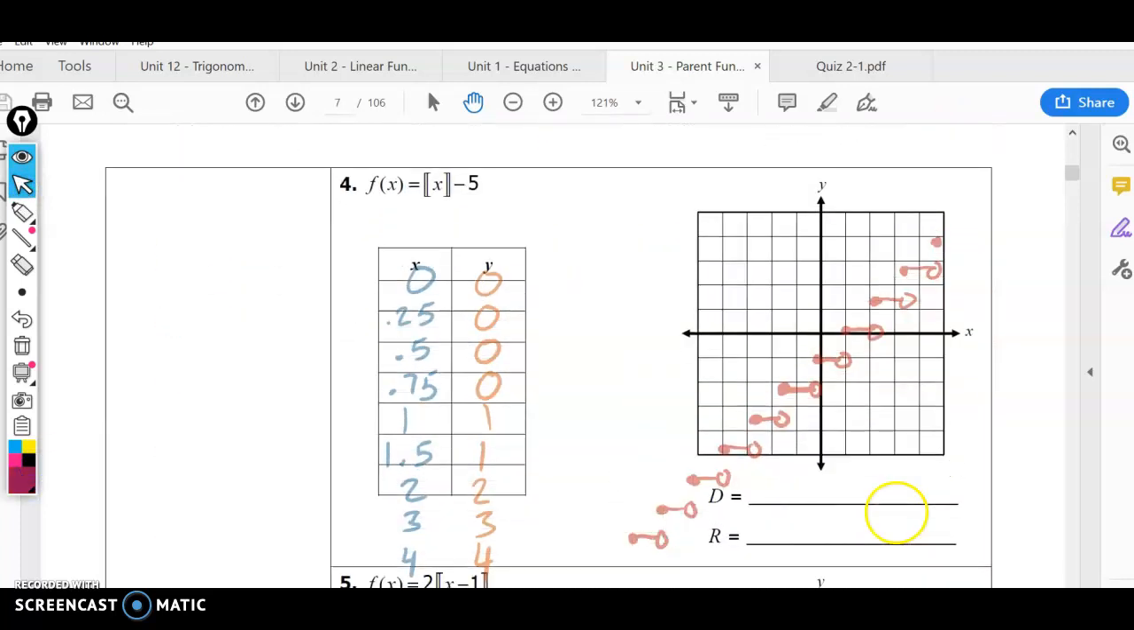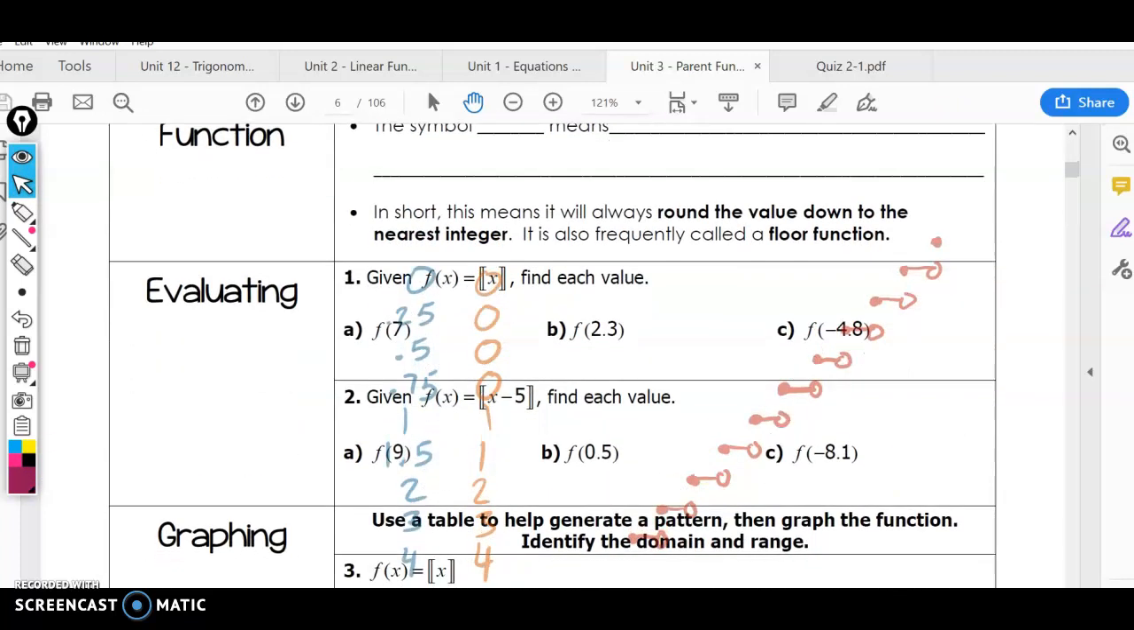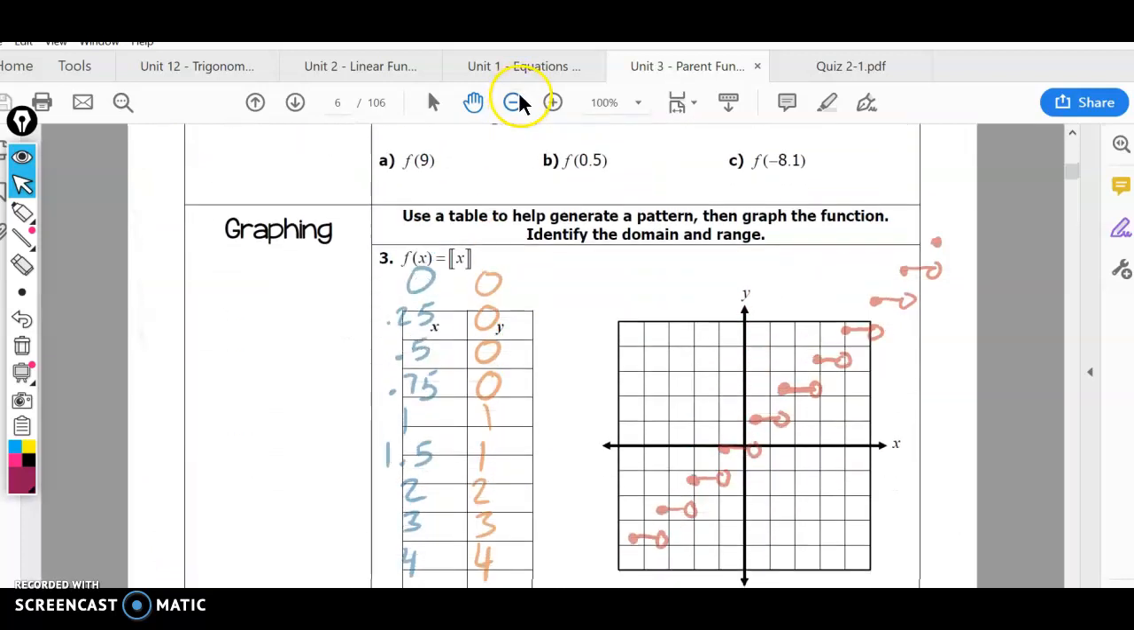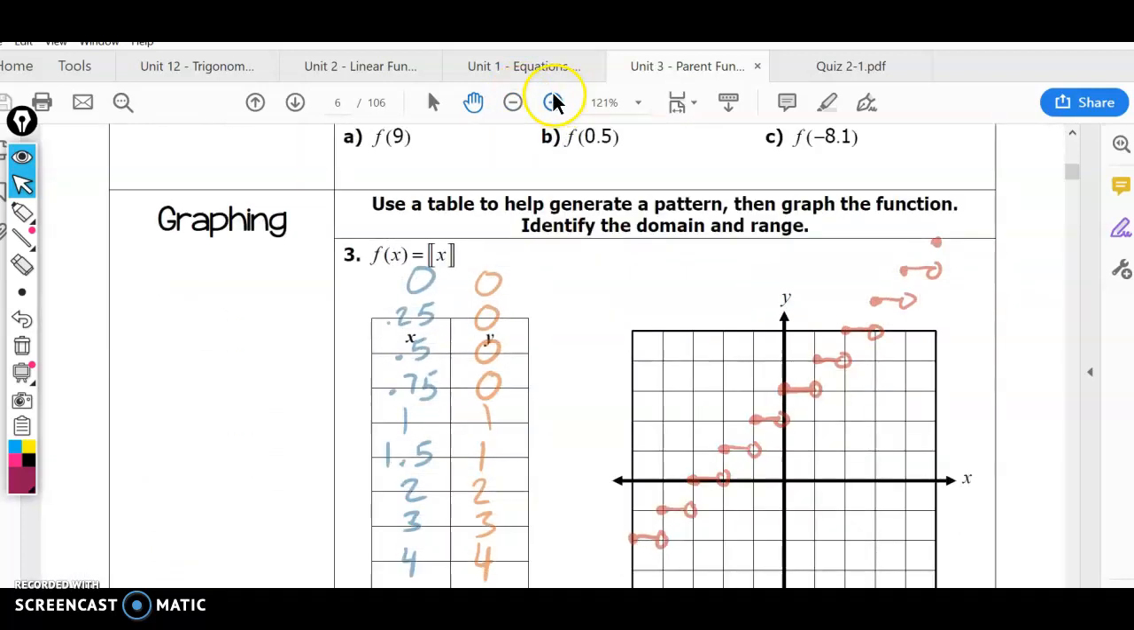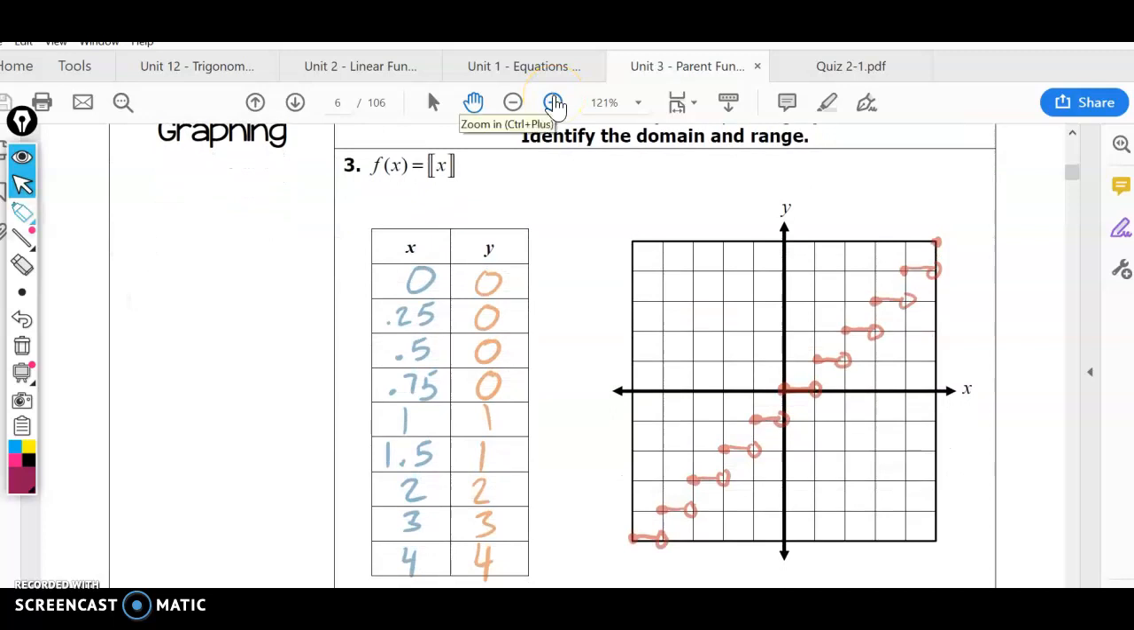Let me scroll to this graph real quick. Okay, there we go. So domain and range. The domain of this function goes on forever to the left and forever to the right. It looks like there's gaps, but there aren't because we have closed circles wherever there's an open circle. So we say the domain is all real numbers.